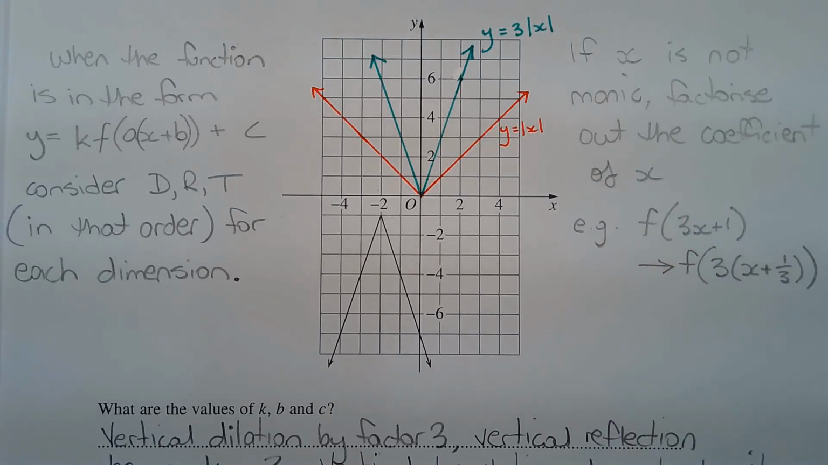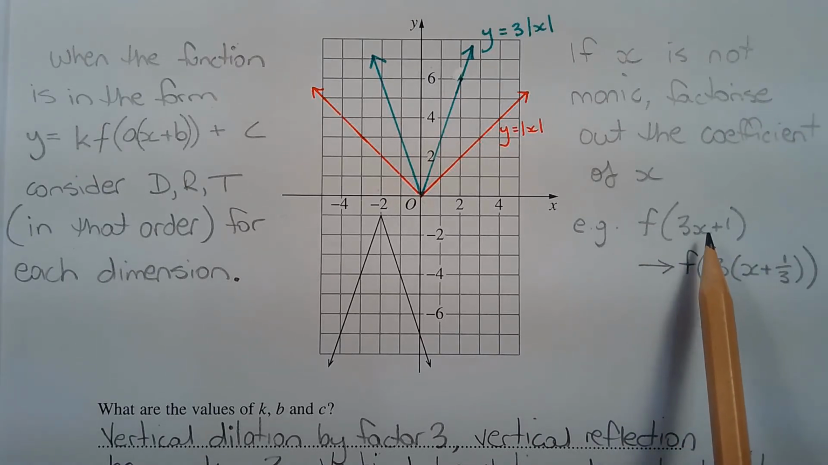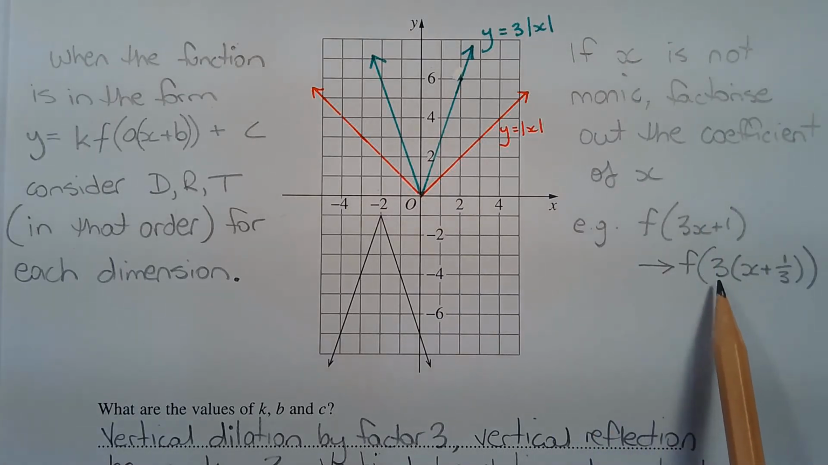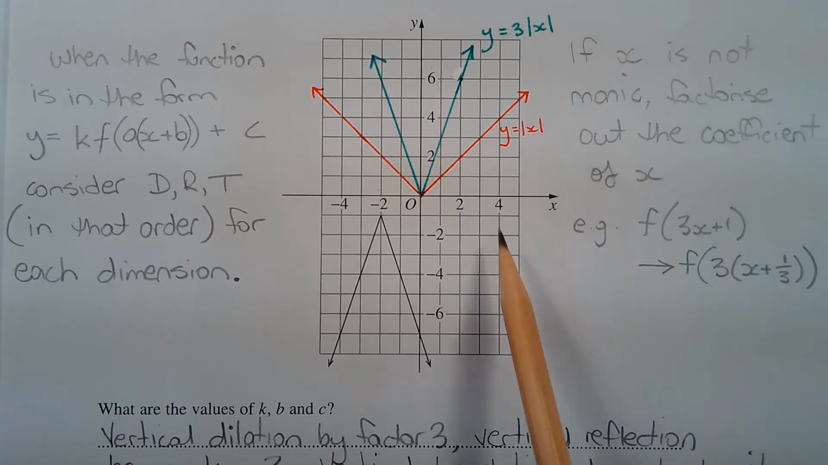So for example, if we have f of 3x plus 1, the coefficient of x is 3, so x is not monic. We factorize out the 3 from the 3x and the 1, so it becomes f of 3 times x plus 1 over 3. Now you can consider the dilations, the reflections, and then the translations. In this particular question, this is not an issue since x is already monic.